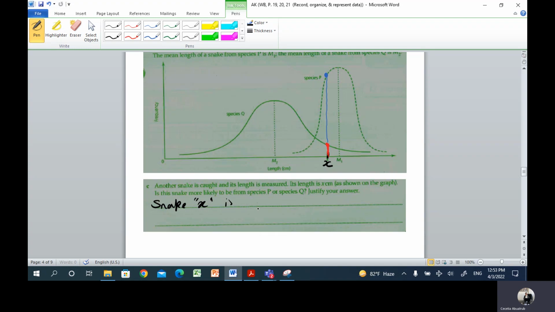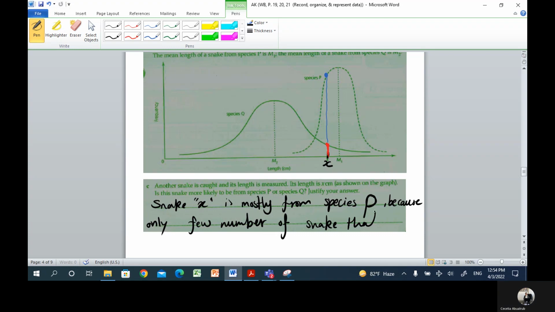So the answer here is snake X is mostly from species P, because only a few number of snakes that have this length occurred in species Q.